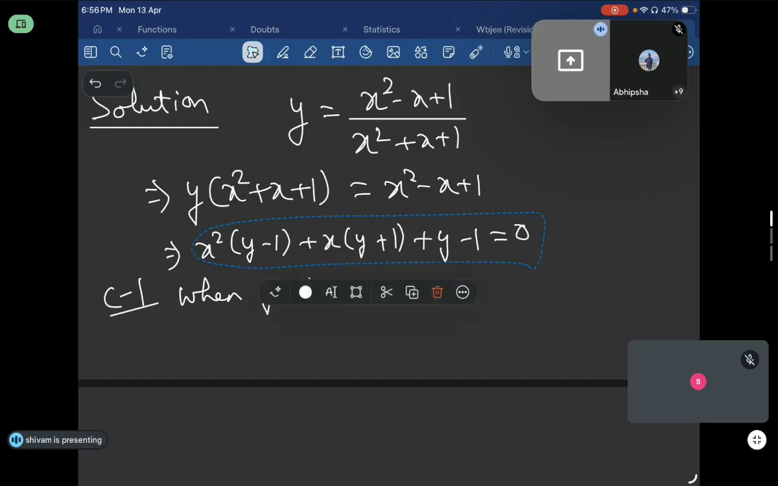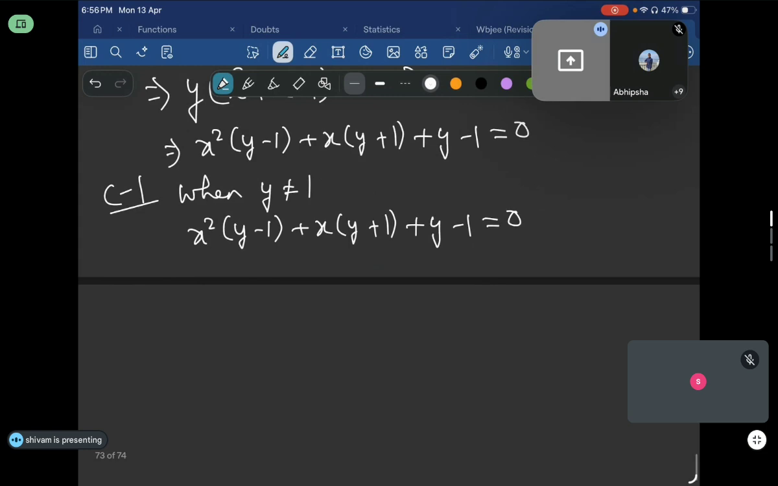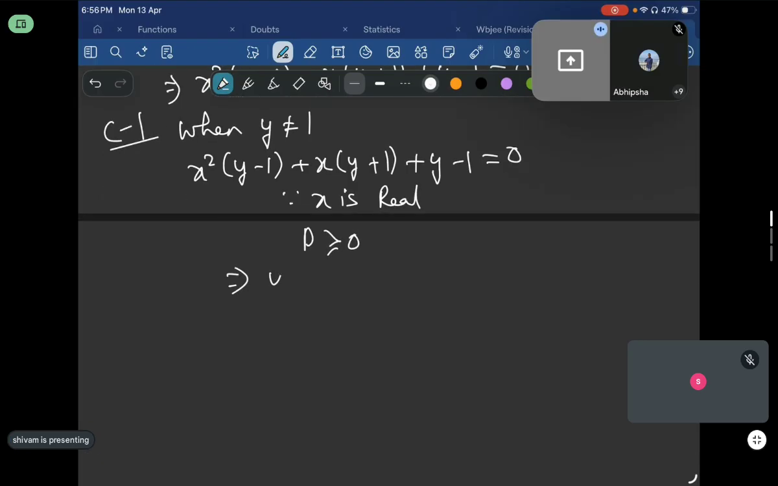And since x is a real number, what can we apply? Since x is real, what can we apply? Discriminant greater than or equal to 0. This implies (y plus 1) whole square minus 4 into (y minus 1) into (y minus 1) is greater than or equal to 0.